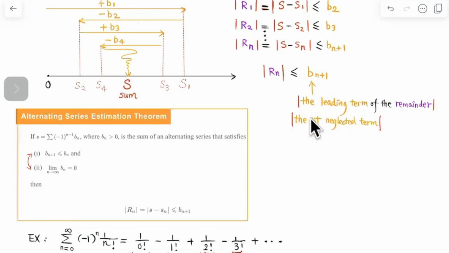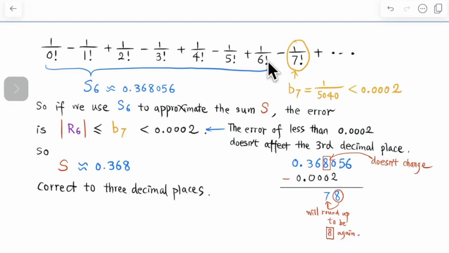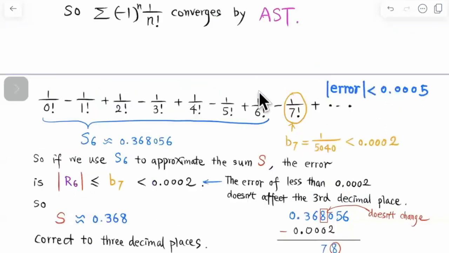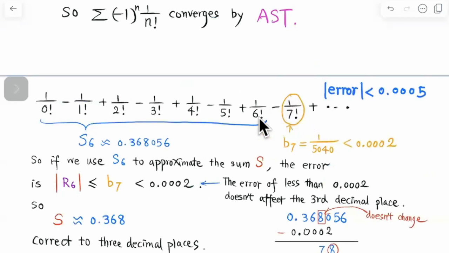So now we write out the first few terms of the series. Now we want the error to be less than 0.0005. Then all we have to do is to look at which term is less than 0.0005. So I go down the list. I discover the first term whose absolute value is less than 0.0005 is this one. This one here is actually less than 0.0002. So that's the first one we found whose absolute value is less than 0.0005.